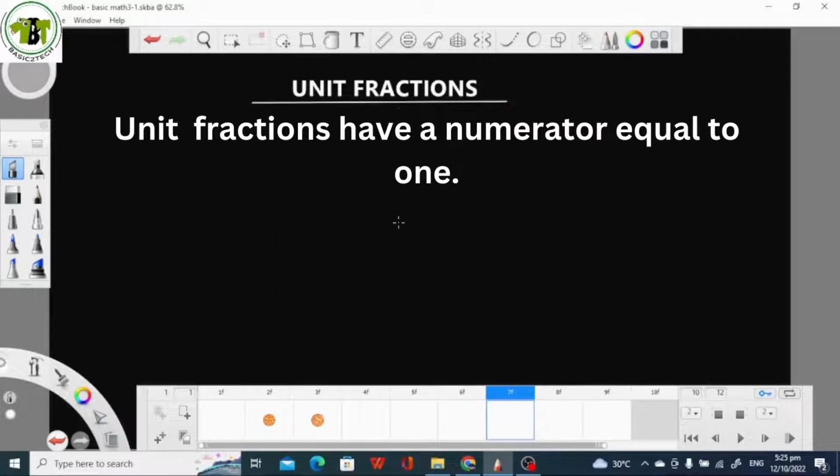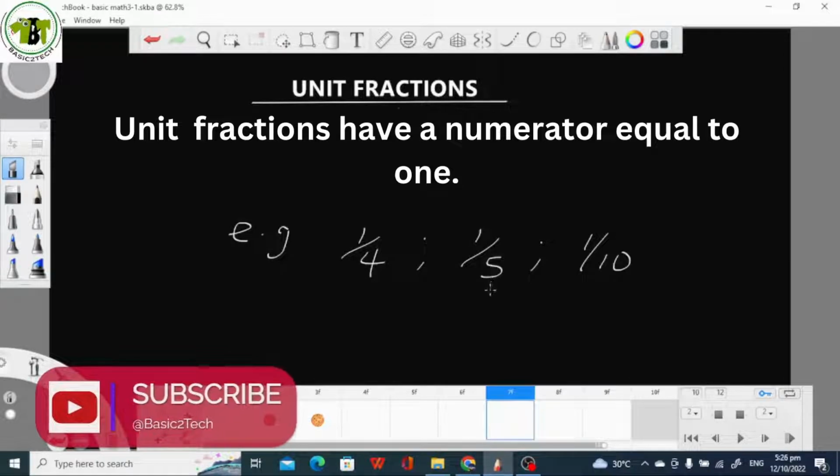Unit fractions. These are fractions in which the numerator is 1. For example, we have 1 over 4, 1 over 5, 1 over 10. These are unit fractions because the numerator is 1. Now, unit fractions can also be proper fractions because the numerator is less than the denominator.